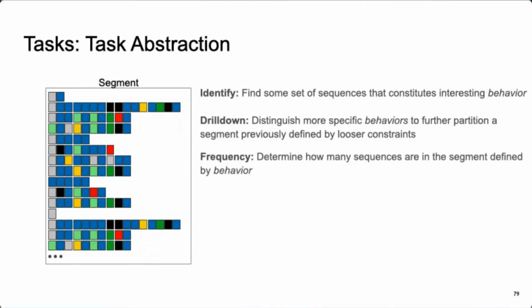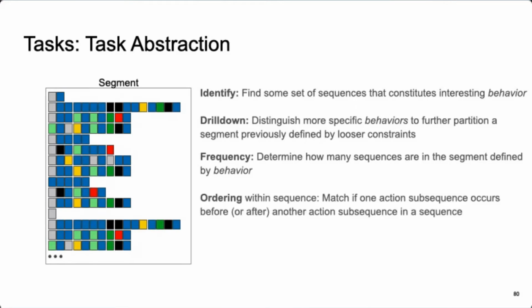It might be interesting to see the frequency. How many sequences are there in that segment? So is it a large segment or a small one? Some things are interesting because of their order, right? It matters what order people do things in. So you might want to have the ability to say something happened before something else.